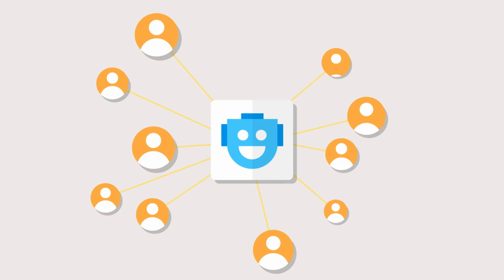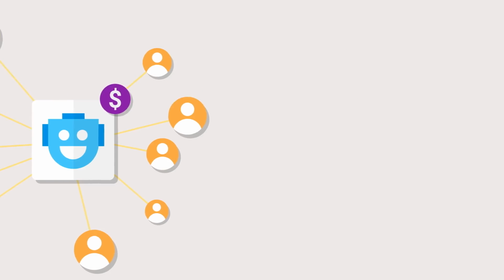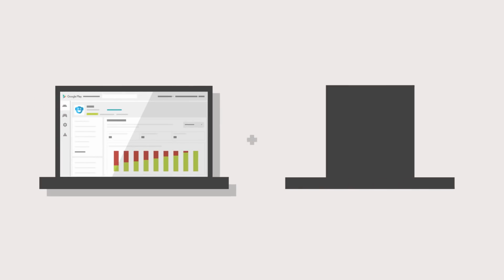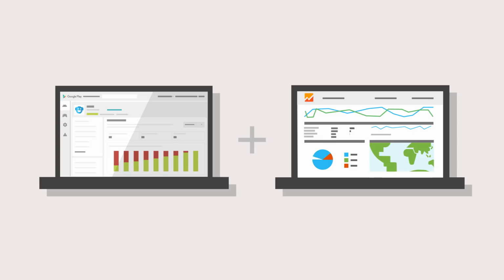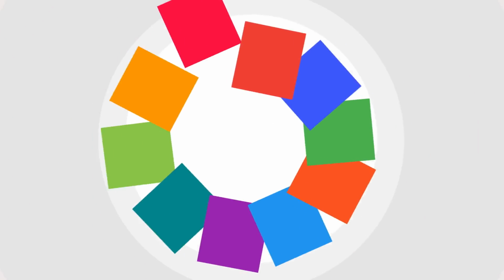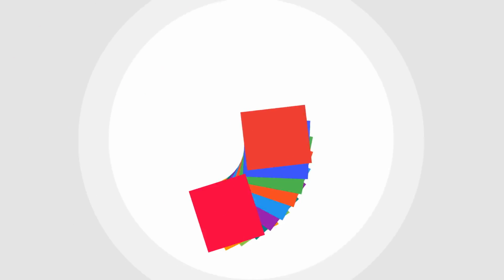Better data drives better decisions, from improving engagement to increasing your revenue. The Google Play Developer Console and Google Analytics can help you turn your app data into actionable insights. Here are 10 things you should be measuring that will help you build more successful apps and market them better.